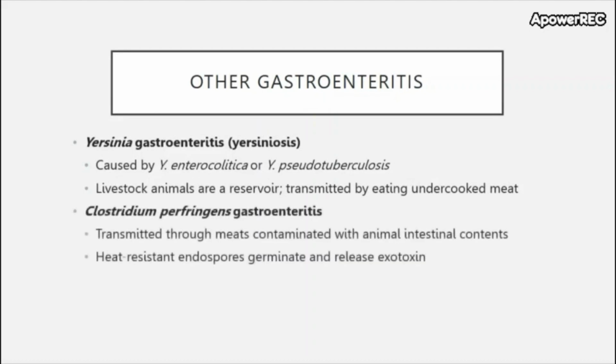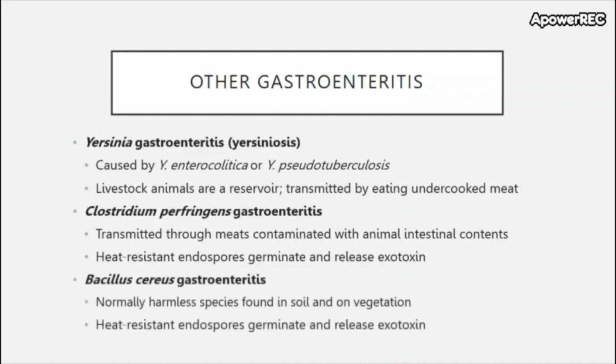Next, we have Clostridium perfringens gastroenteritis, which is transmitted again through meats contaminated with animal intestinal contents. This one has heat-resistant endospores that germinate and release exotoxins. Finally, we have Bacillus cereus gastroenteritis, which normally is a harmless species found in soil and on vegetation. It does form heat-resistant endospores, which germinate and release exotoxin.